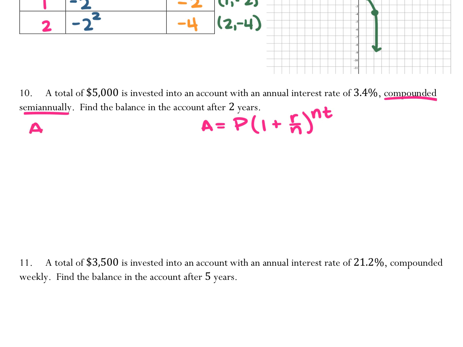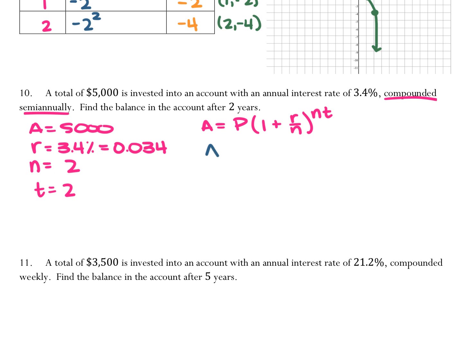Your A is the 5,000. Your rate is the 3.4 as a decimal. So 3.4% is equal to 0.034. N happens semi-annually, so that's 2 times a year, so N is 2. And your time, T, is 2 years. So we're going to plug all of this in. We're going to have A is equal to 5,000 times 1 plus our rate as a decimal, so 0.034 over N, which is 2, to the power of 2 times our years, which is 2.